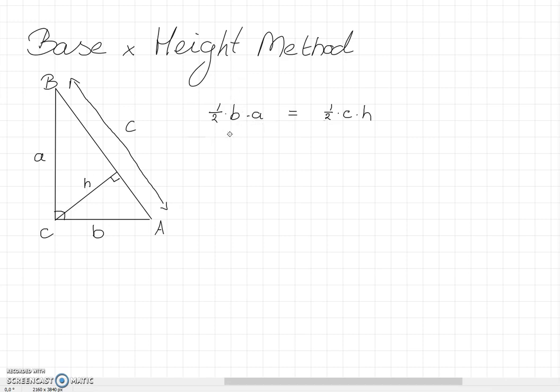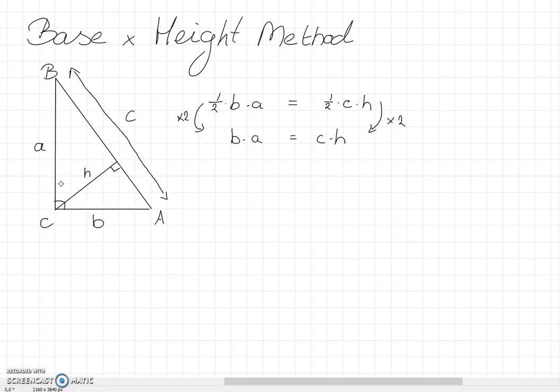Now, we can also say, well, if the area of a triangle is equal to the area of the same triangle, then twice the area of the triangle should also be twice the area of still the same triangle. And then we have that B times A should be equal to C times H. If you leave out the equal sign, this spells Bach, which is a nice memory aid to remember that B times A should be equal to C times H.